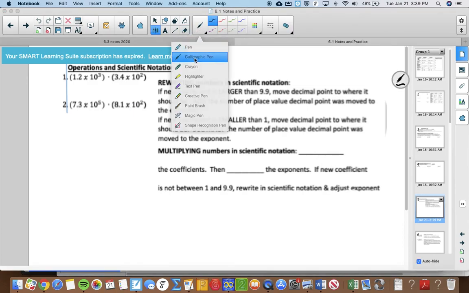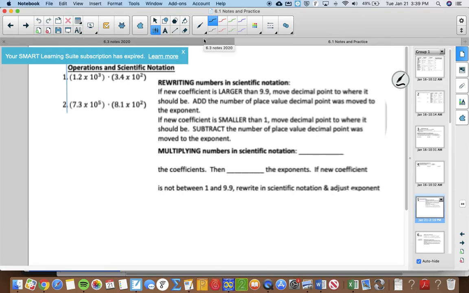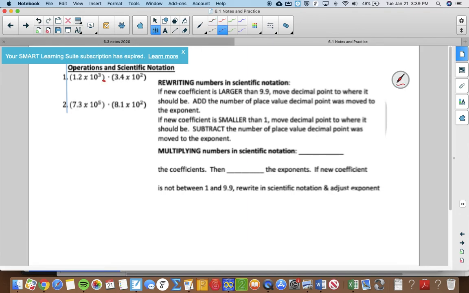In these first two examples, we are going to be multiplying. If you look right here, we're multiplying this scientific notation number with this scientific notation number. When we multiply numbers together in scientific notation, we multiply the coefficients together. Then we add the exponents. Then if the new coefficient is not between 1 and 9.9, we need to rewrite in scientific notation and adjust the exponent. We'll talk about that in a second.